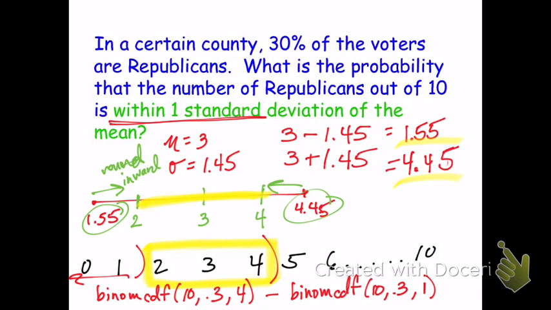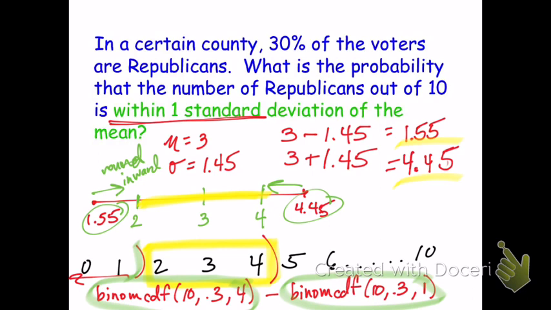So one way to get a middle range is to take the binomcdf of your biggest value. If I want to include 4, 3, and 2, this first one right here represents 0, 1, 2, 3, 4. Are we good with that? But now I want to subtract away 0 and 1, and I'm left with 2, 3, and 4.